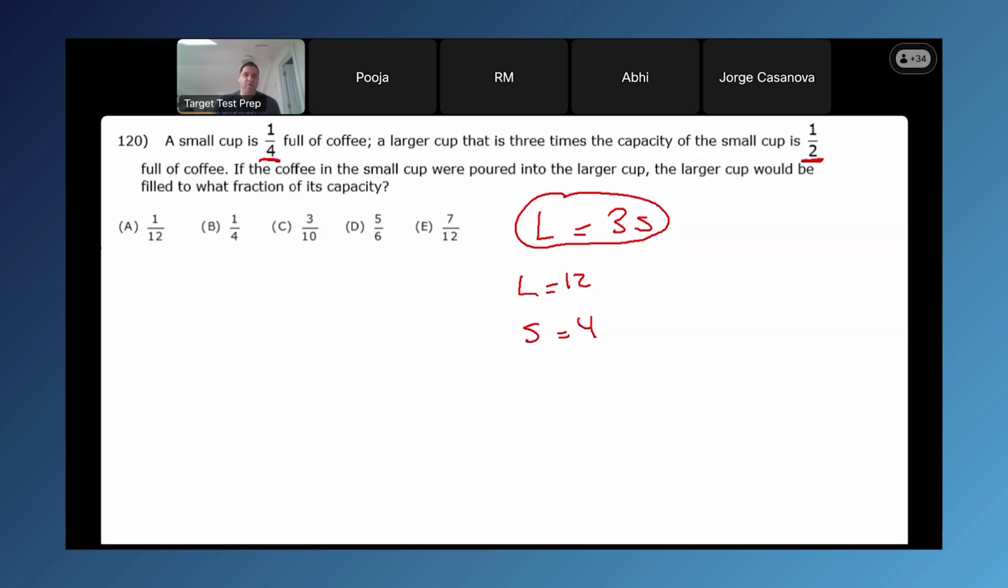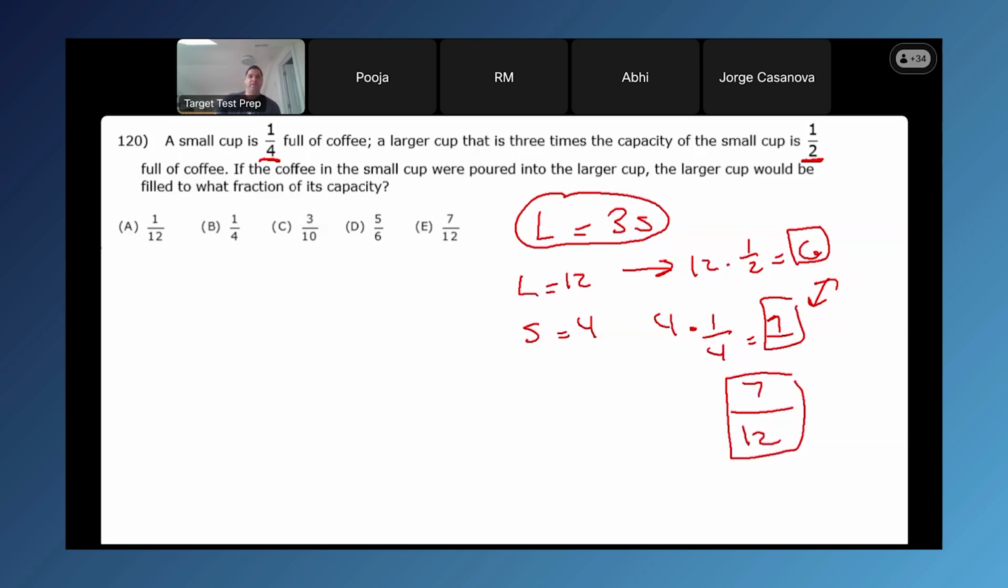Now, we're saying that the small cup is 1/4 full, which is equal to 1. And the large cup is 1/2 full. So that's 12 times 1/2, which is 6. 6 plus 1 is going to give you 7. And then 12 being the amount because it's going into the large cup.